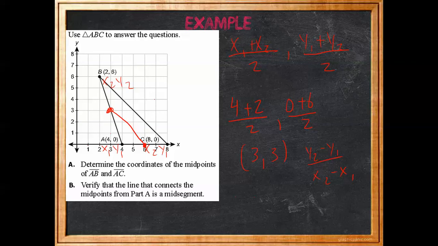Or what we could do on this one, since we have whole points, is just do rise over run. If I go from this point to this point, I'm going to go down 1, 2, 3. So that's negative 3. And then I'm going to go to the right 1, 2, 3. So that's positive 3. That's a negative 1. Negative 3 divided by 3 is negative 1. So now I want to find the slope of BC right here.